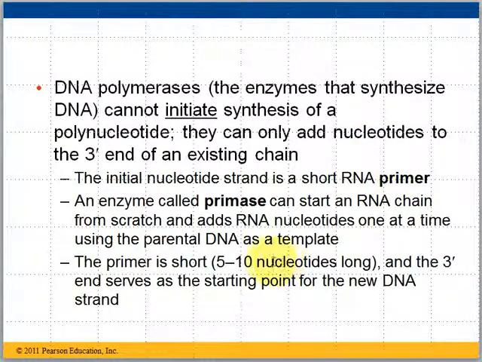The RNA primer that it makes is fairly short. It's about 5 to 10 nucleotides long, and the 3' end serves kind of as the starting point for the chain for the new DNA strand. So then the DNA polymerase can say, oh, okay, well, here's a beginning chain, and I can add on to it.